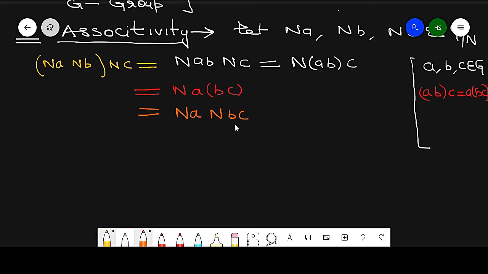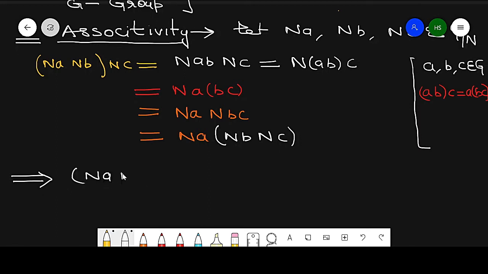Now this is treated as a single element, so this can be written as Na. Now this single element is treated as Nb into Nc. So what do we get? We get Na into Nb into Nc. So it means Na into Nb into Nc is equal to Na into Nb into Nc.